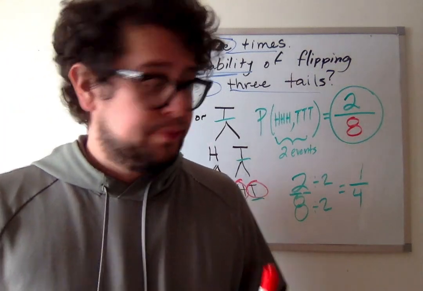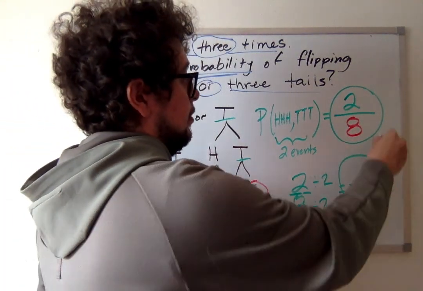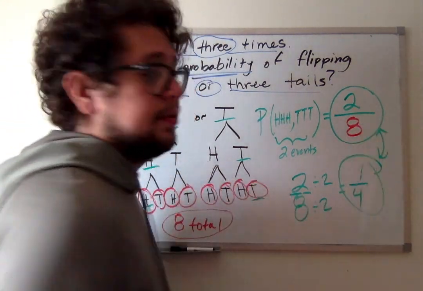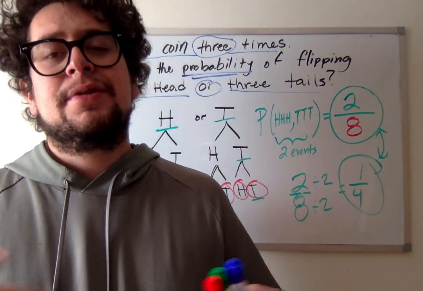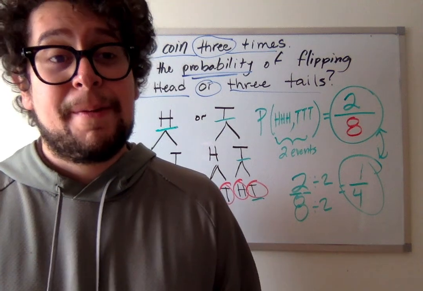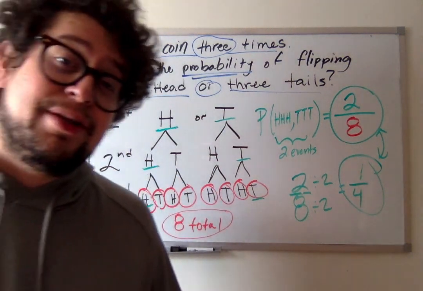So these two right here are my possible answers. 2 out of 8 or 1 out of 4, okay? And then if you need to, you can change it into a decimal or a percent, okay?